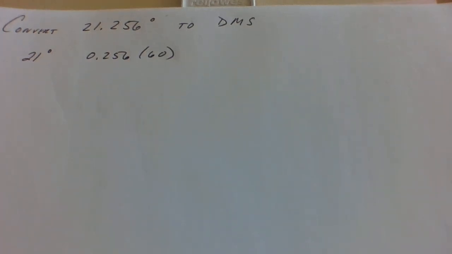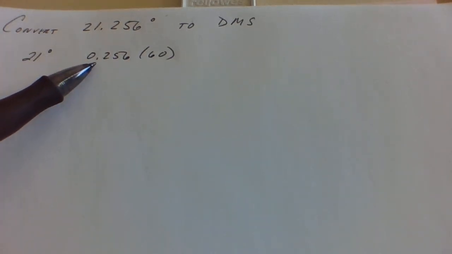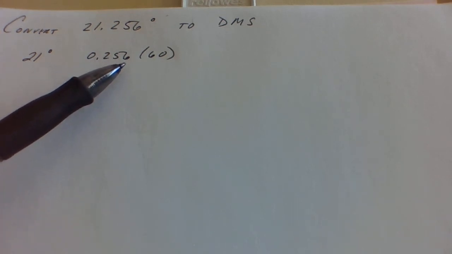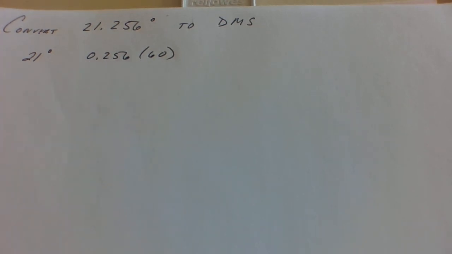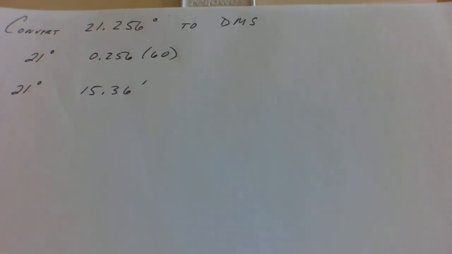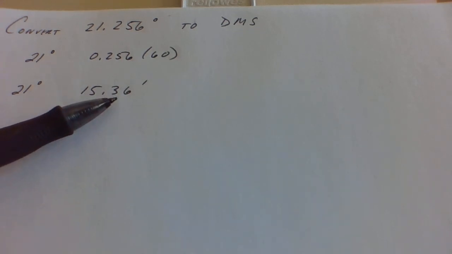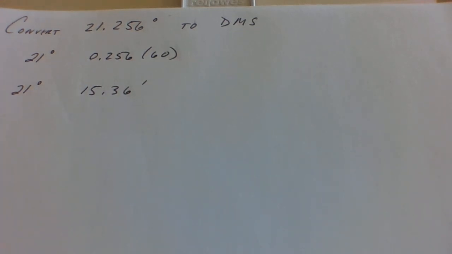So I want to know how many minutes I have, so I'm going to use that decimal component, 0.256, and I'm going to multiply it by 60 to figure out how many minutes that would be. When I do that, I'm going to end up with 15.36 minutes. Now that tells me I have 15 full minutes and 0.36, a little bit extra, which is the piece I'm going to use to figure out how many seconds I have.